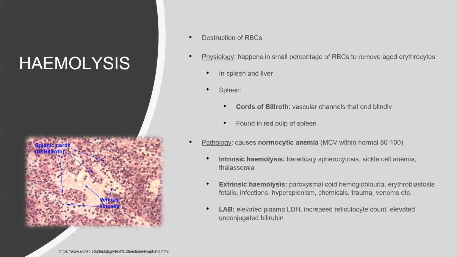Actually, there are cords of bilirubin, as you can see here on the left. These are vascular channels that end blindly. Normal erythrocytes that are not damaged, not old, and very healthy can go through those cords of bilirubin. The damaged and old erythrocytes are not so flexible, so they cannot go through those cords, and they remain there.